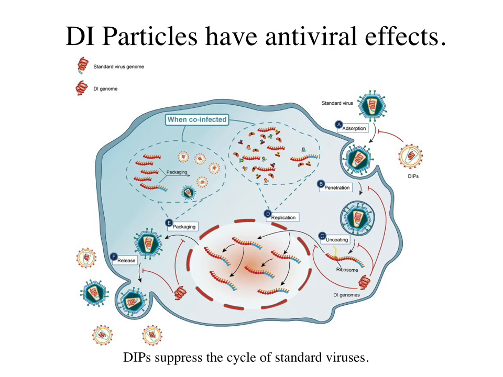DI particles can suppress the replication of standard viruses. The red arrows in this figure represent the inhibitory effects of defective interfering particles. DI particles can interfere with absorption, penetration, uncoating, replication, packaging, and/or release. With their shorter genomes, DI particles are able to replicate more copies per unit time and compete for resources with the standard viruses.